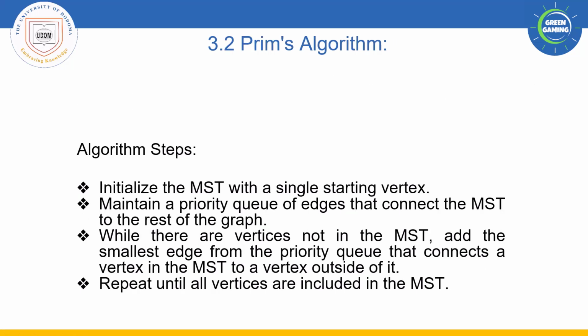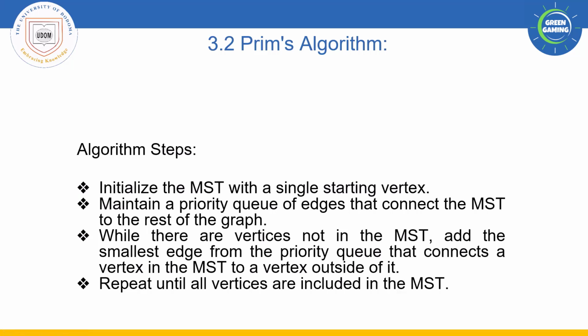Yeah. So the second one is Prim's algorithm. In Prim's algorithm, the steps are: initialize the MST with a single starting vertex, then maintain a priority queue of edges that connect the MST to the rest of the graph. While there are vertices not in the MST, add the smallest edge from the priority queue that connects a vertex in the MST to a vertex outside of it. Repeat until all vertices are included in the MST.